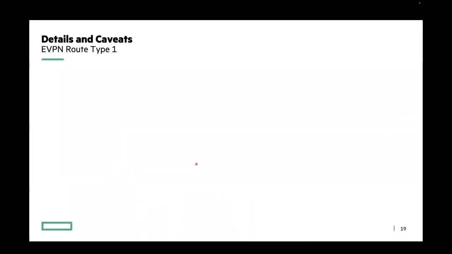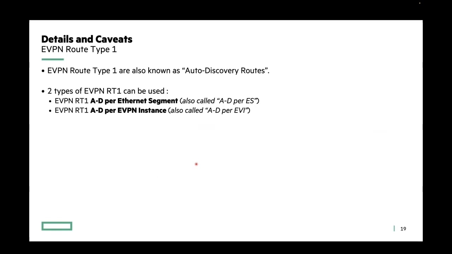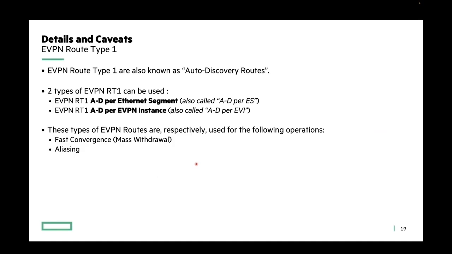Okay, let's dive into one of the most important pieces of EVPN multi-homing, the RT1. This new route type, which is also known as auto discovery routes, has two subtypes: the RT1 AD per Ethernet segment and the RT1 AD per EVPN instance, or per EVI. Each of them obviously has its own role, which we will discover in the next slides. But globally, RT1 AD per ES and RT1 AD per EVI are used respectively for fast convergence and aliasing.